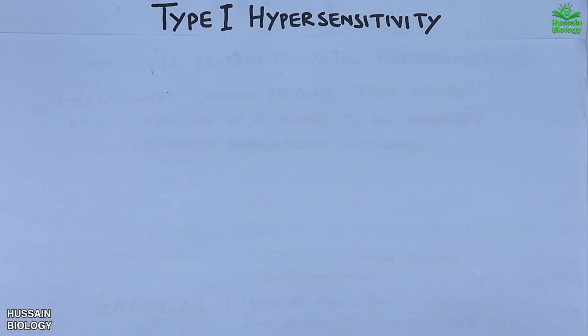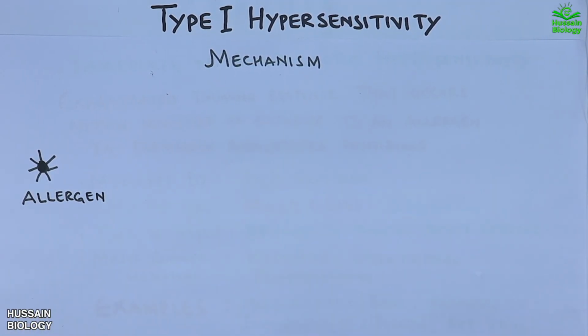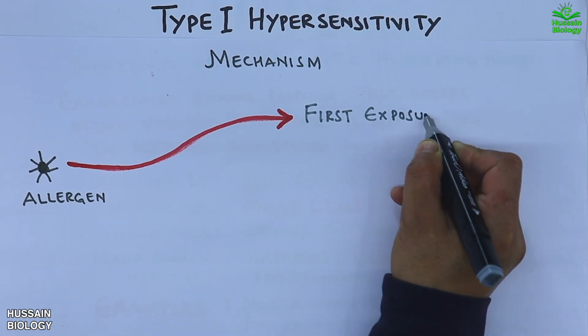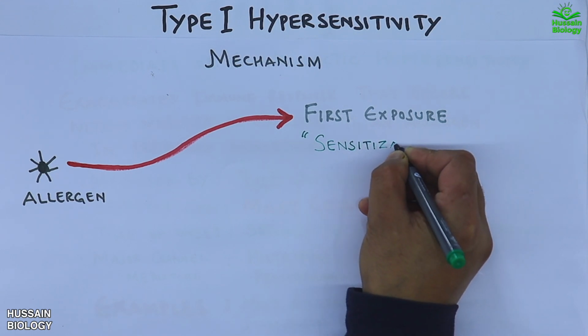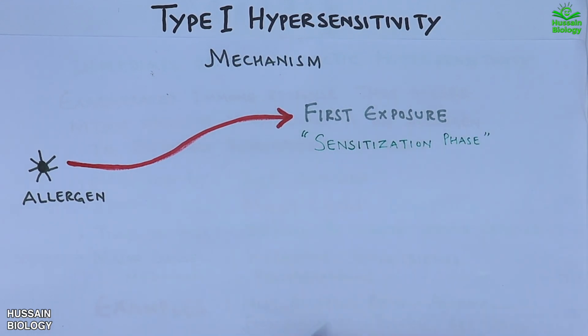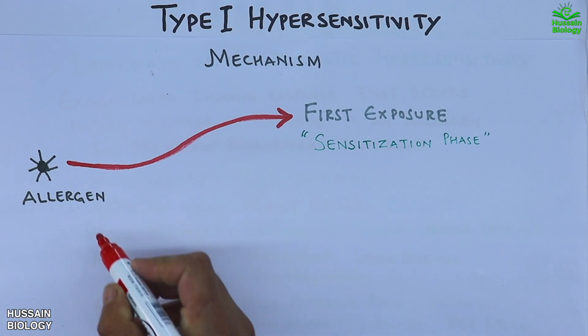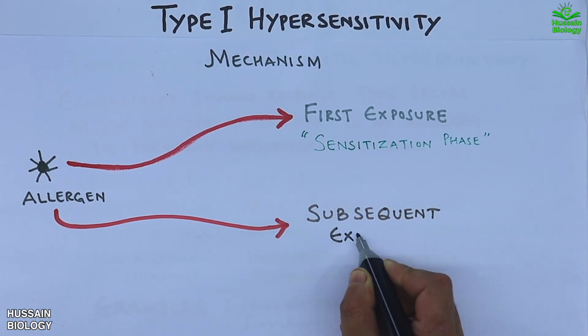The mechanism can be divided into two main phases: the sensitization phase and the effector phase. Here in this diagram we have an allergen, and this is the first time the body is encountering such an allergen. So the first exposure to an allergen is known as the sensitization phase. The immune system doesn't cause any visible allergic reactions. Instead, the allergen is recognized by our immune system and IgE antibodies are produced. These IgE molecules then bind to the mast cells and basophils, coating their surface and preparing the body for future reactions.